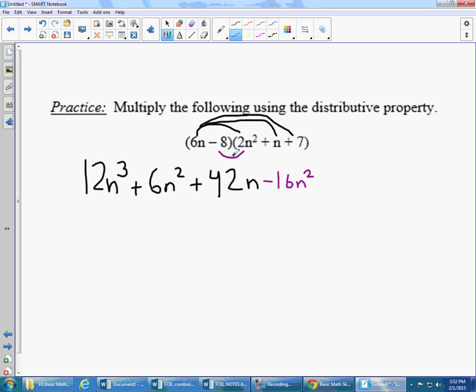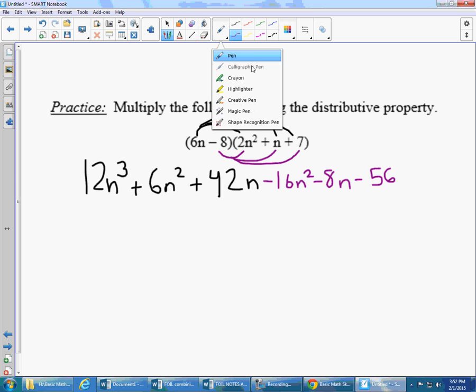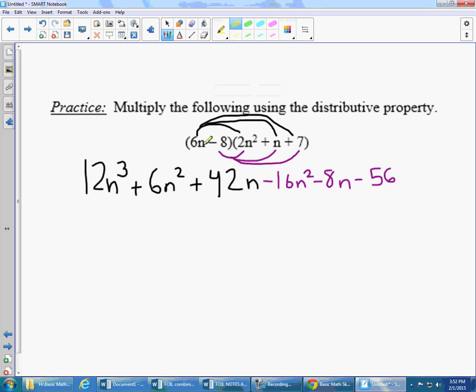Remember, this is not FOIL because we do not have a binomial times a binomial. I do negative 8 times positive 1n. Remember that ninja 1? It's right there. Then I do negative 8 times positive 7. Gets me negative 56. Now, if there's anything I can combine, I want to combine them. So let's see if I can highlight some things that we can combine. I see a positive 6n squared. If anything else has n squared, then I can combine it. It looks like this 16n squared is something I can combine. Act like that piece of the n is not part of it right there. 12n cubed right now has nothing with it, so it just stays 12n cubed.